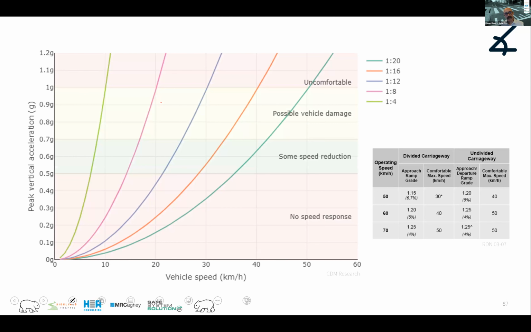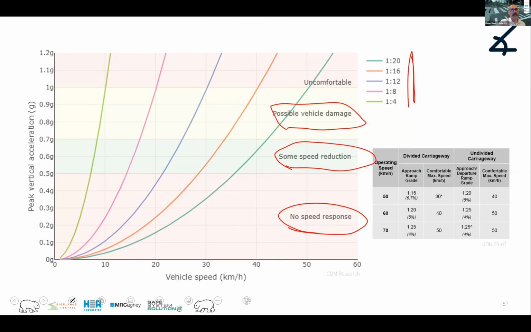We had this pointed out before, but this is a really good foundational ramp grade speed calculator tool, a CDM research tool, and it's in there. What we know is that at these different ramp grades, you'll see different speeds. People approach them and go over them, and there'll be no speed response if their operating speed is within this area. This is about perfect. This is about what we want. We know they'll slow down. This is where we're starting to get possible vehicle damage, and they will bring themselves back down into that category, and of course into these categories.